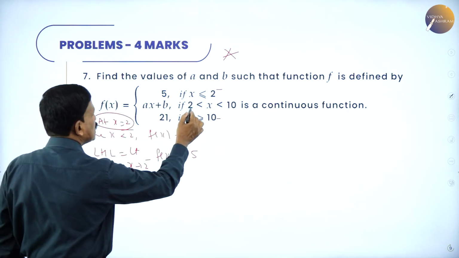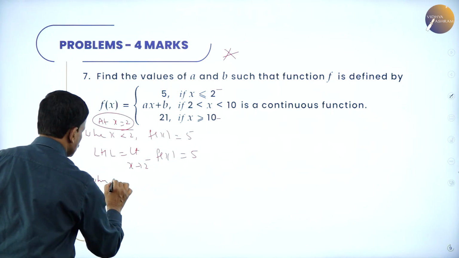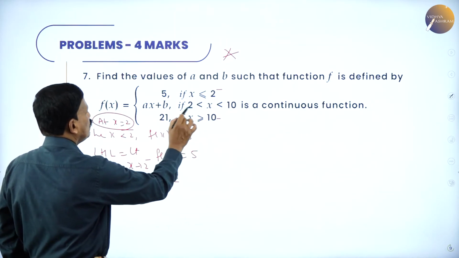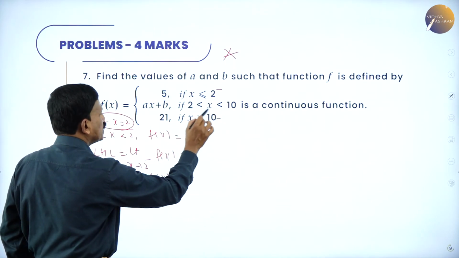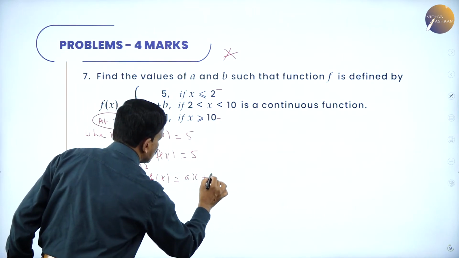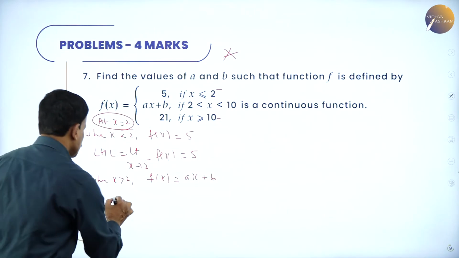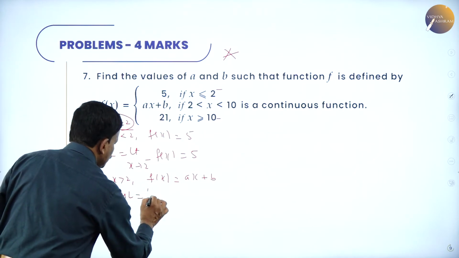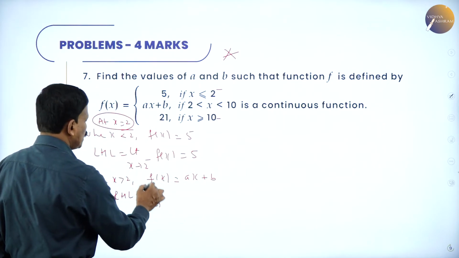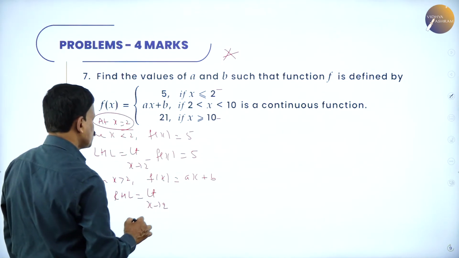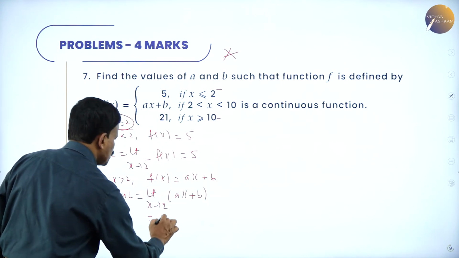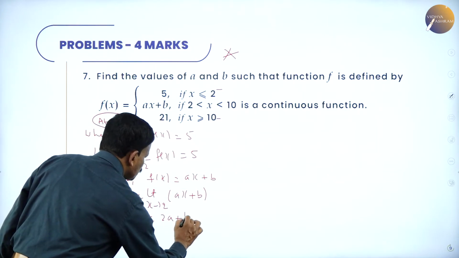When x is greater than 2, you will get f of x. See, here the value of x is in between 2 and 10, and this is less than 10, therefore f of x is equal to ax plus b. So greater than means, by definition, you will get the right hand limit. The right hand limit, as x tends to 2 plus of f of x, is equal to ax plus b. Substitute the value, put x is equal to 2, you will get 2a plus b.